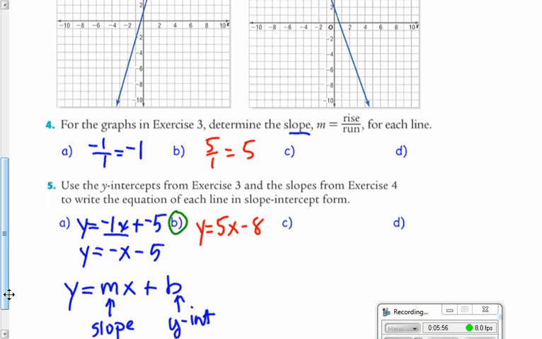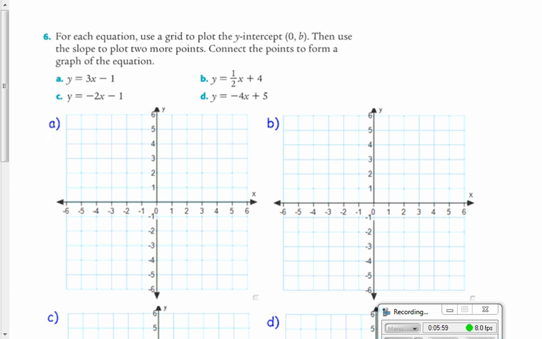All right. We're going to go to the next page and do one of the problems on number 6. It says for each equation, use a grid to plot the y-intercept 0, b, then use the slope to plot 2 more points. Connect the points to form the graph of the equation. So we're going to look at the equation, and remember y equals mx plus b is our form, and that part right there is the y-intercept, at least the y value of the y-intercept. So looking at this, if it was written as addition, it would be 3x plus -1. So the y-intercept for A is 0, -1.